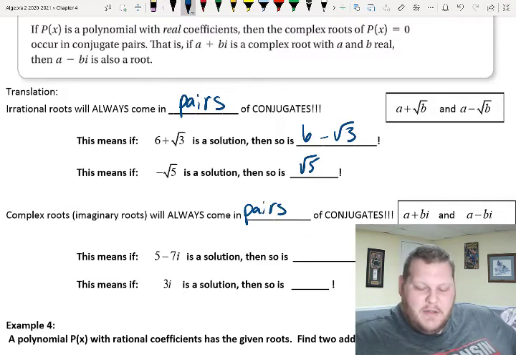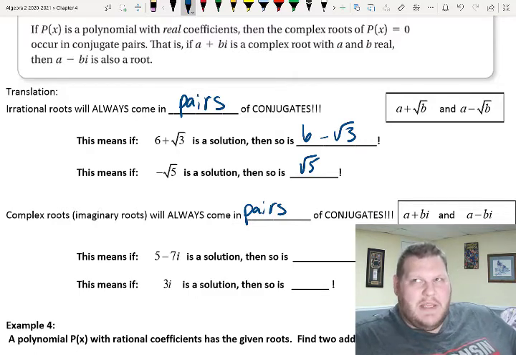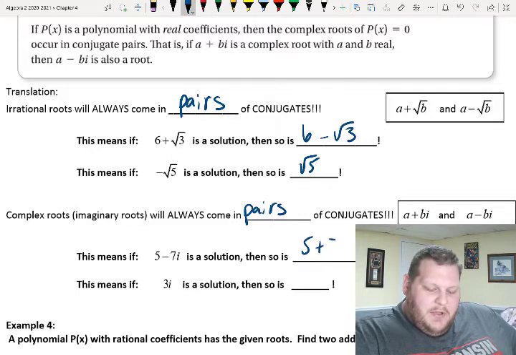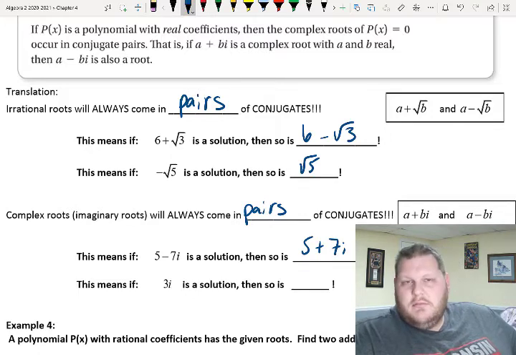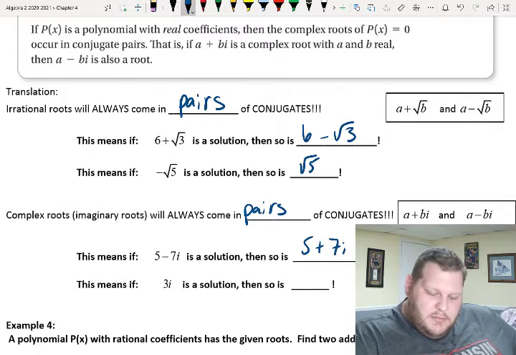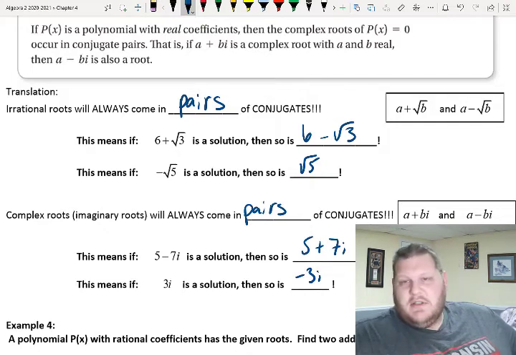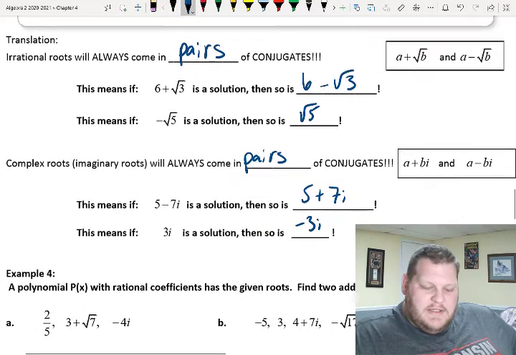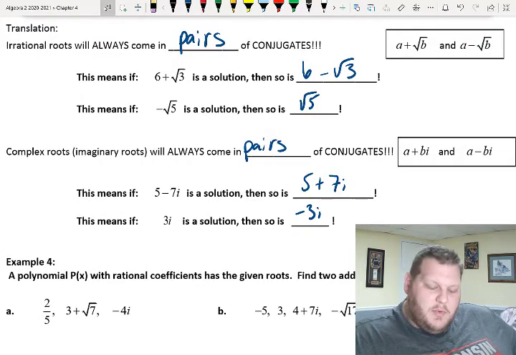And again, same pattern here. If a plus bi is a solution, then a minus bi has to also be a solution. So here, 5 minus 7i tells me that 5 plus 7i is also a solution. Or if 3i is a solution, negative 3i has to be a solution. So they always come in pairs when they're complex, because they never are a single thing, because of that square root relationship.